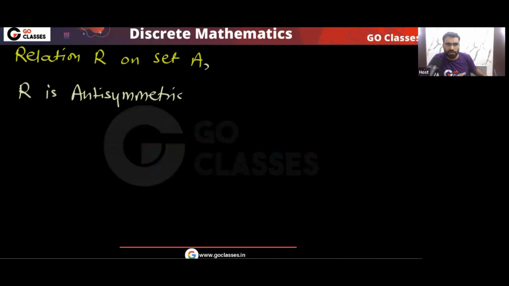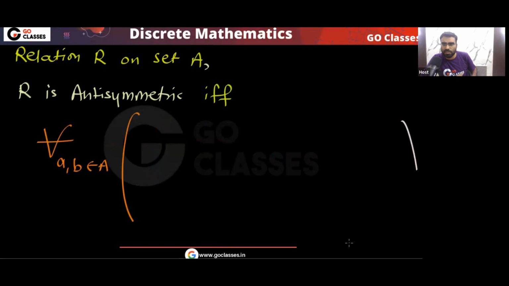Let me tell you another way to define this antisymmetric relation. There are many ways; you can understand this antisymmetric relation in many different ways. So R is antisymmetric if and only if, again I can say, for all a comma b in the base set, what should happen?